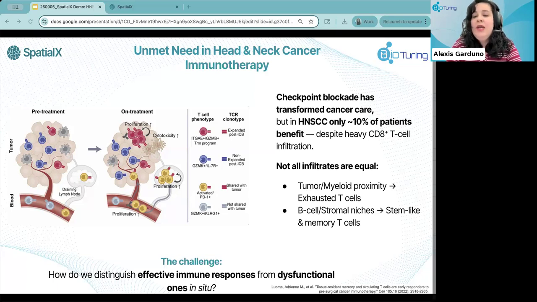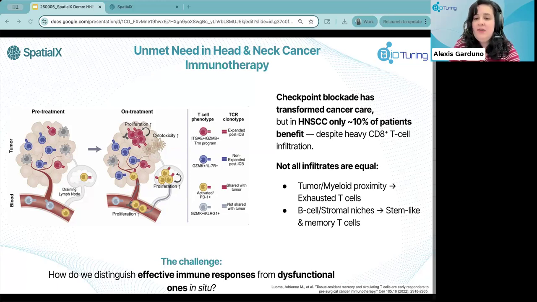For example, T cells near the tumor and myeloid cells might upregulate specific exhaustion markers, and we can think about how this affects response in patients receiving treatments, while those near B cell rich environments or stromal niches might retain memory features within the tumor microenvironment.